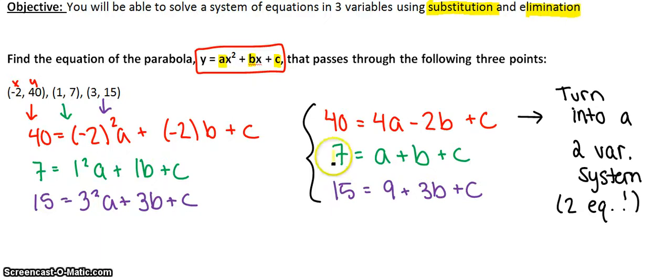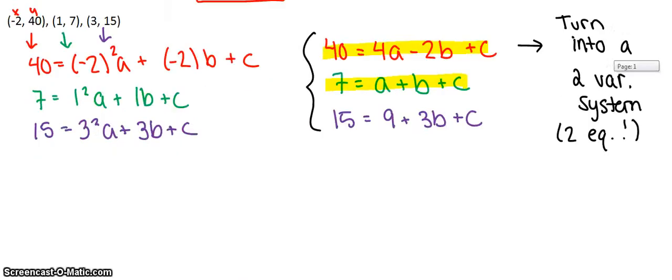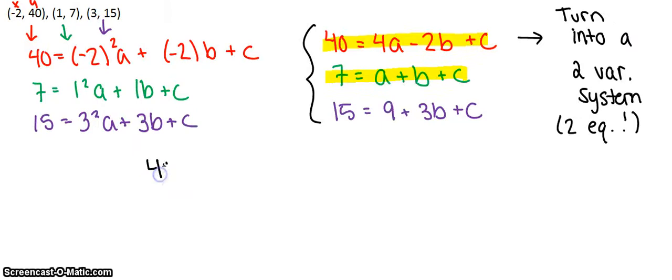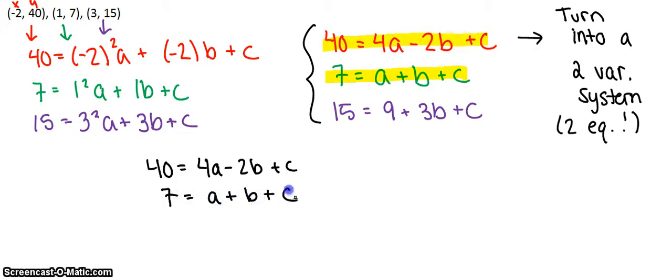Pick 2 strategic ones. Maybe I'll just work with equation 2 because it's just a, b, and c. Those coefficients are easy to work with. And maybe I'll work with equation 1. So I'm going to rewrite these over here. My 2 equations are 40 equals 4a minus 2b plus c, and 7 equals a plus b plus c.